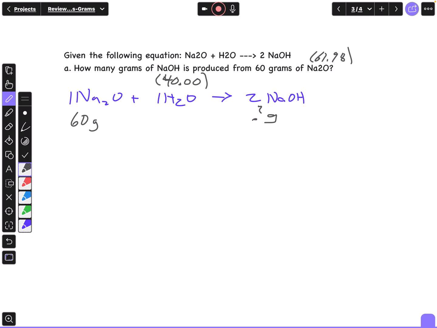So my first step is going to be to convert to moles of what I'm given. I'm given 60 grams of Na2O. I want to divide by the molar mass of Na2O, which is 61.98.